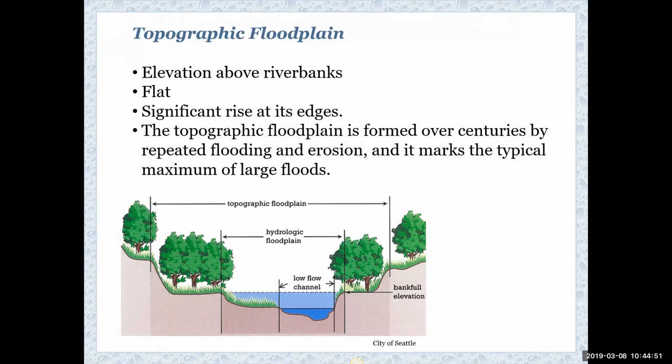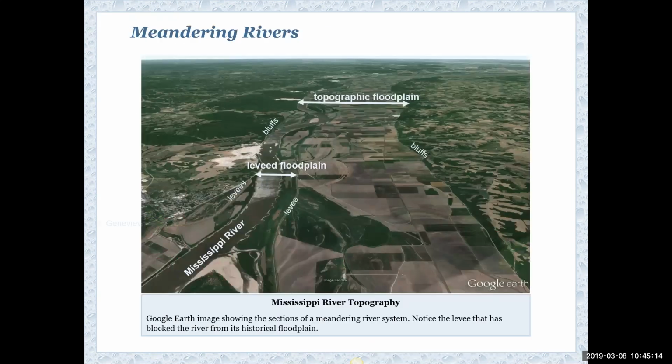And this, I think, is the best way. It's formed over centuries by repeated flooding and erosion. It marks the typical maximum of large floods. So a topographic floodplain is created over time. It's over and over and over, marks the edge of the big floods.